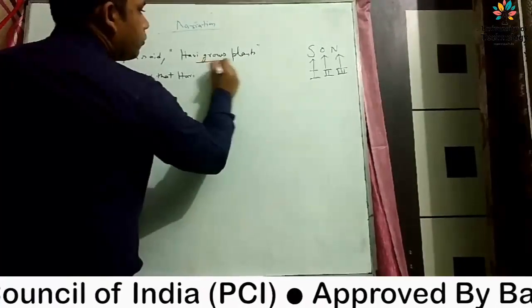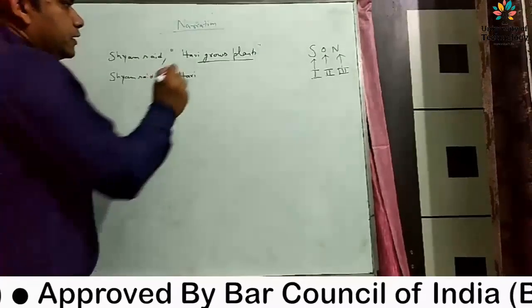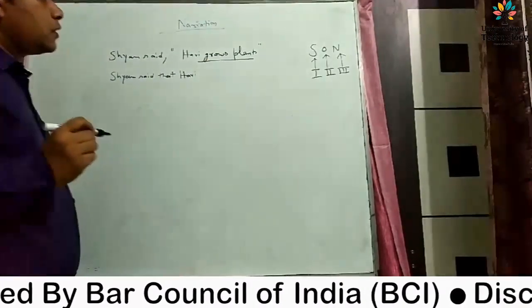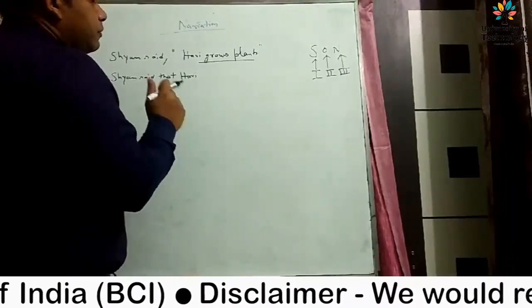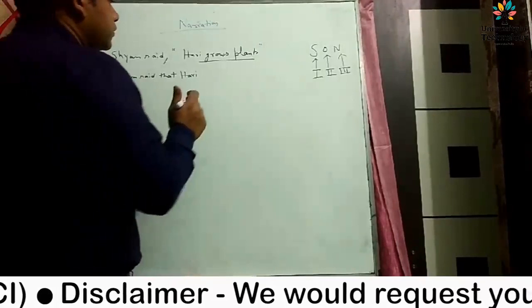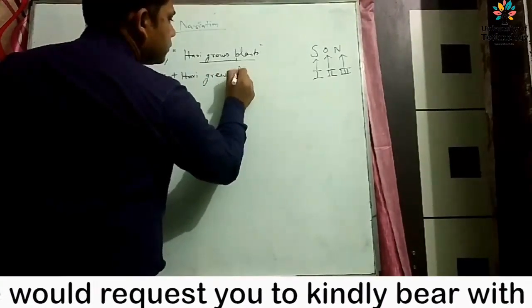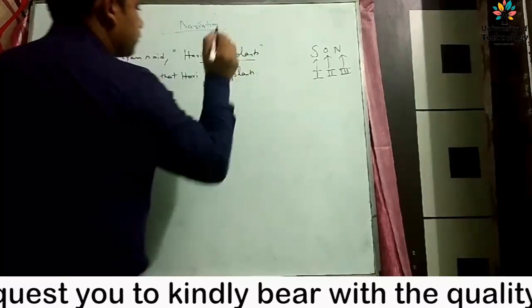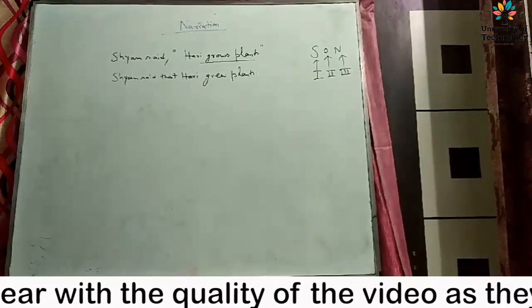Now we have to pay attention to tense. This tense belongs to simple present tense. So simple present tense will be converted into simple past tense. So Hari grew plants. Okay, Sham said that Hari grew plants.